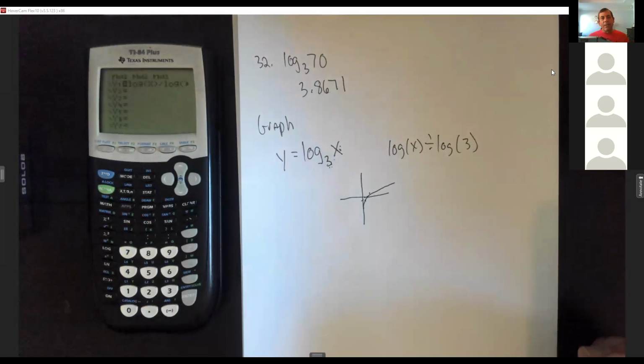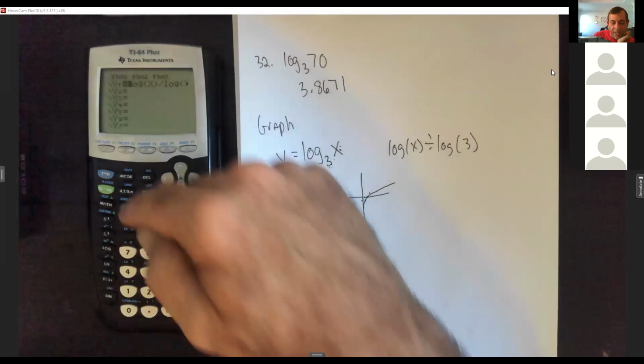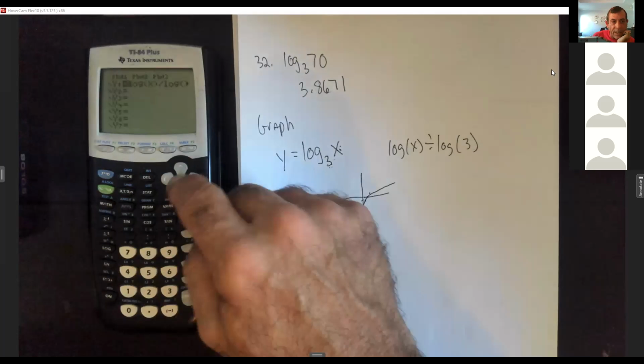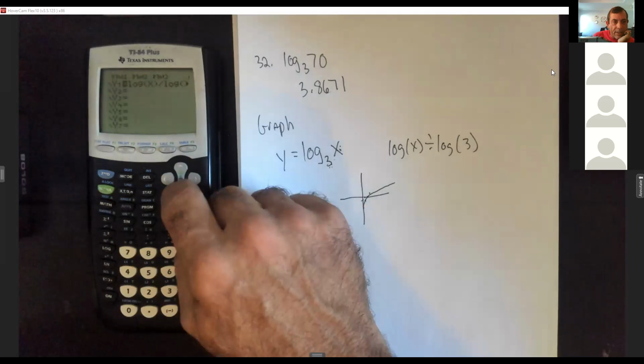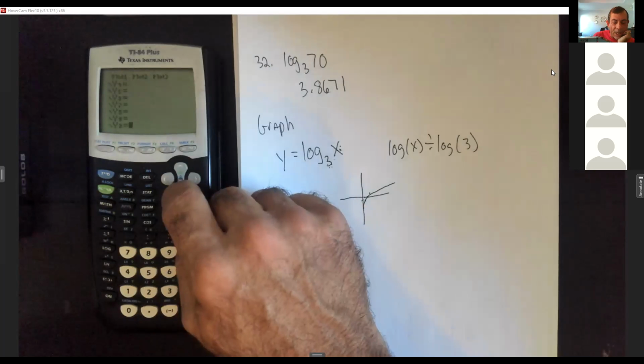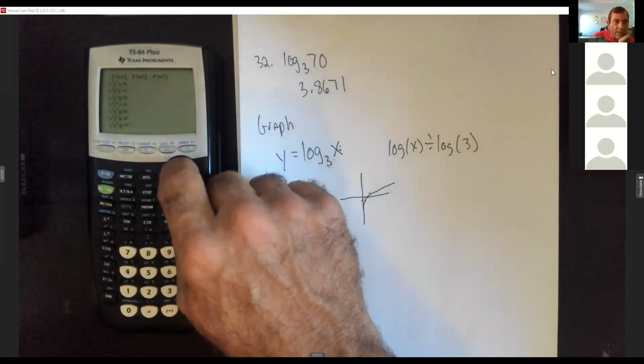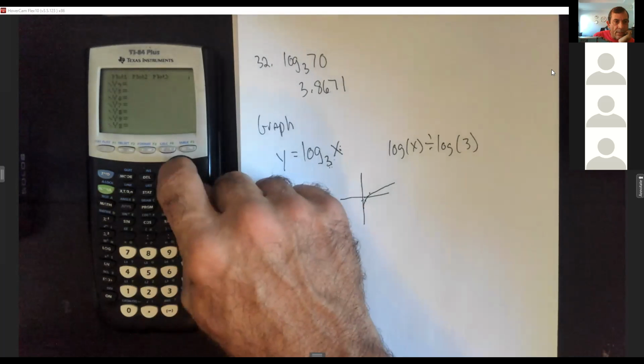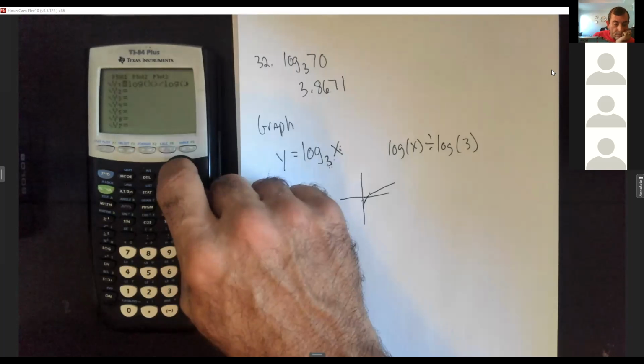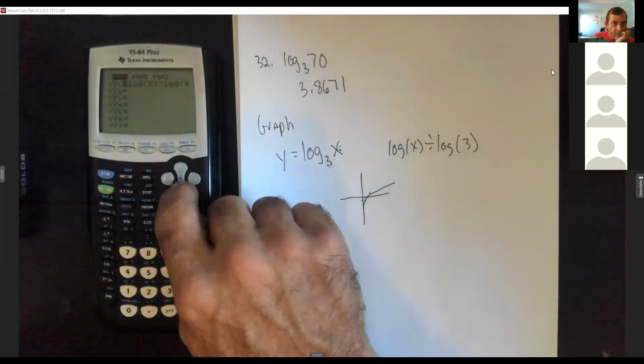Is there any other equation in there? Arrow down and see if there's anything else in your calculator down there. Just go through all them Y's real quick. And you know, Y1, 2, 3, they're all cleared out now. They're all clear.